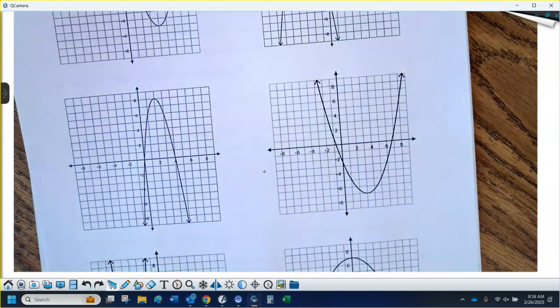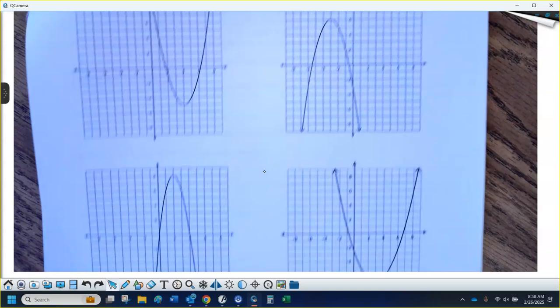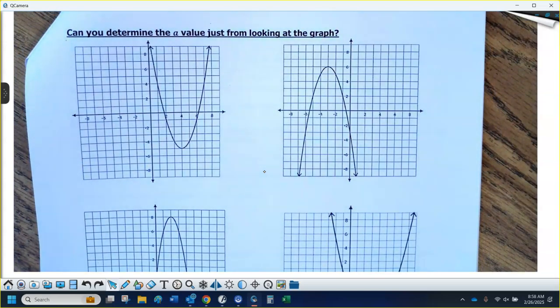Okay, let me have you look at the last page. I know I just have a bunch of graphs on it. I was just going to see if you could determine the A value from a graph without doing that algebra that we were doing. Sometimes it might be easy, sometimes a little bit tricky, but I'm just trying to save you some time. So let me show you this real quick.